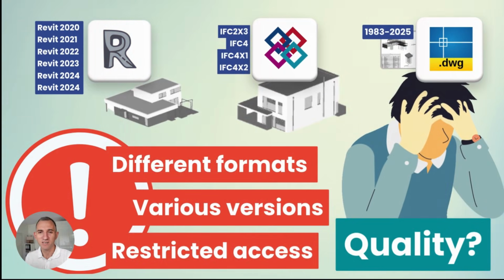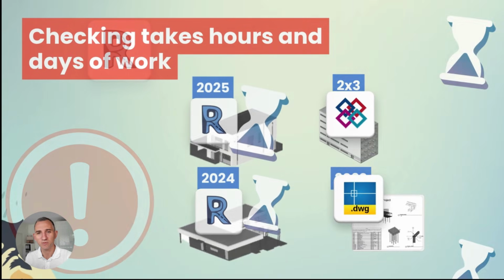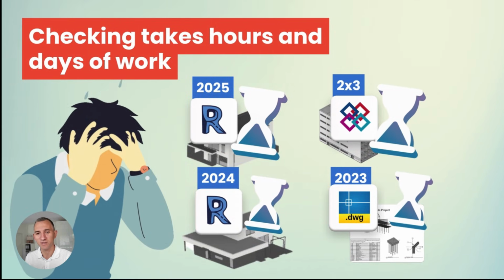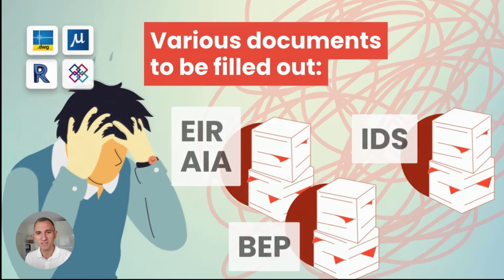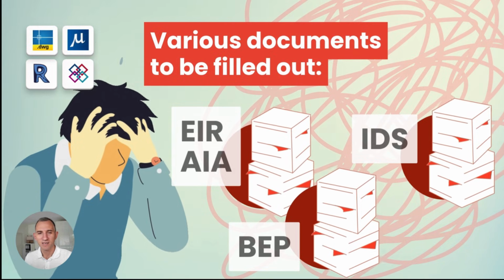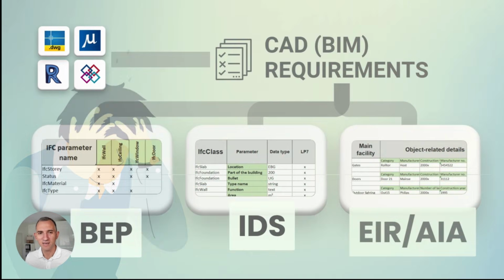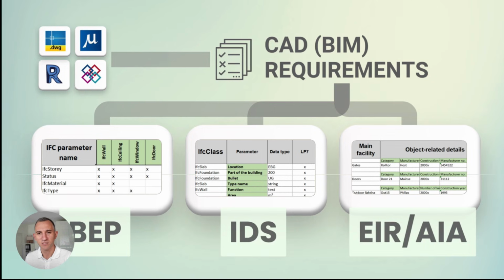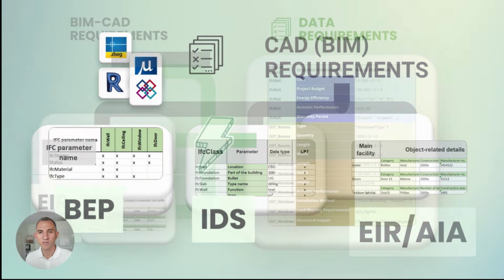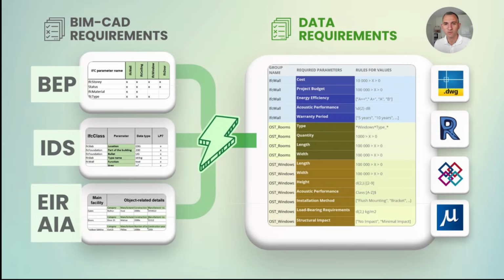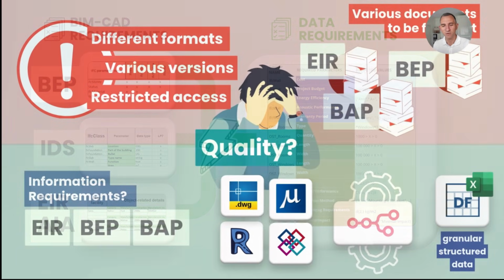Validating CAD and BIM data has always been a complicated and time-consuming process. Data managers have to deal with a mix of closed formats, endless requirements, and different standards like EIR, BIM execution plan, and IDS. As a result, checking your project's data often takes days or even weeks. But you can bring all these requirements together in a single structured system and automate the whole validation process.